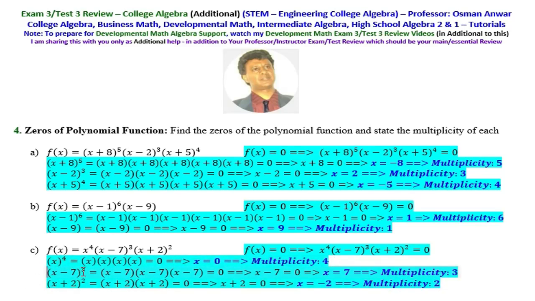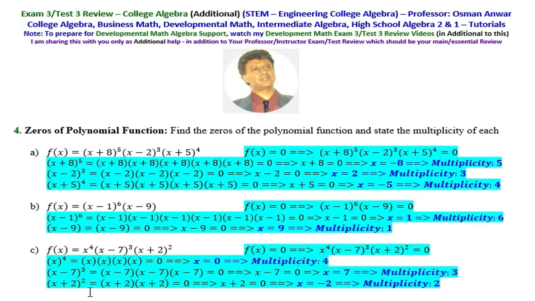x minus 7 to the third equals x minus 7 times x minus 7 times x minus 7 equals 0. That means x minus 7 equals 0. That is x equals 7. Multiplicity is 3.